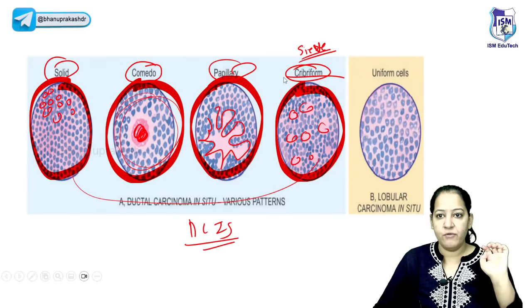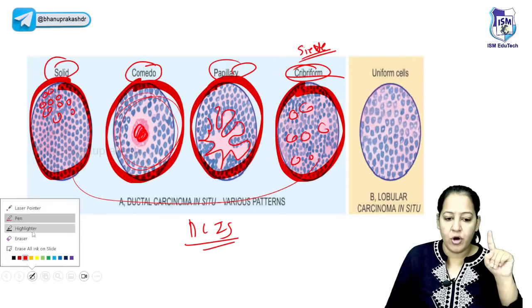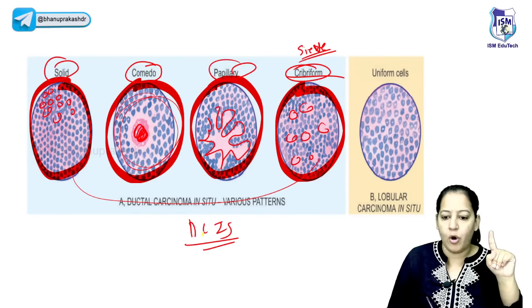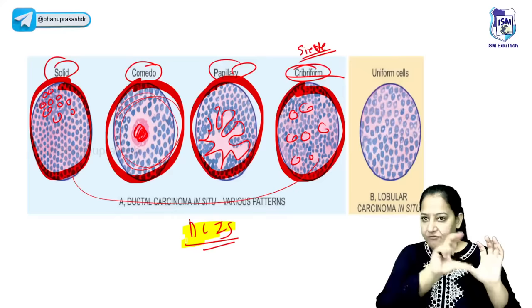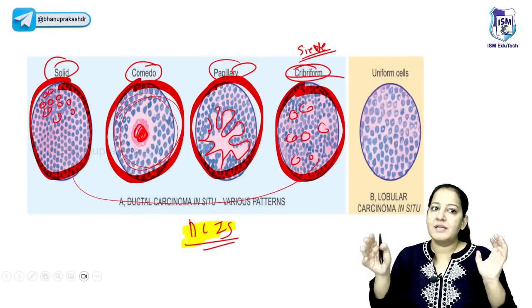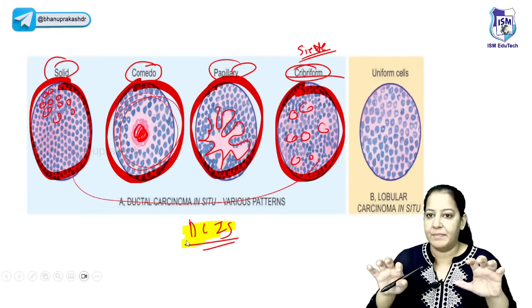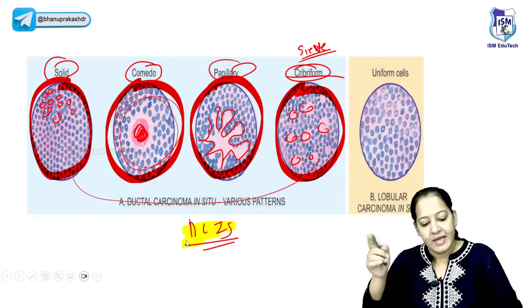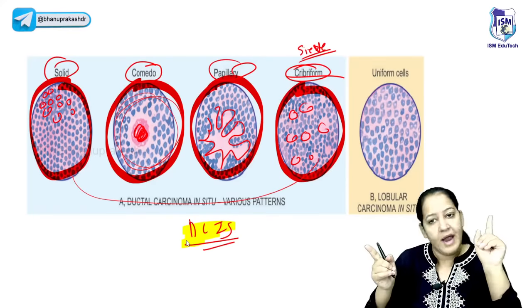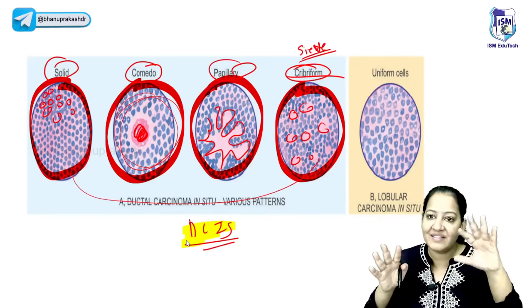Got it? Can you please tell me the four types of DCIS? What is one thing common in all of them? In all the DCIS, the ductules are there, and the tumor cells are confined inside them only. They are not coming out. Of course, that's why it's in situ. They all are ductules, not lobules. The point is that the arrangement differs.